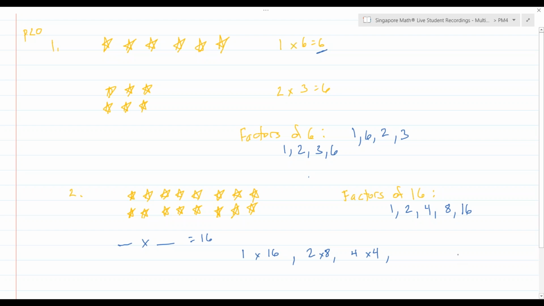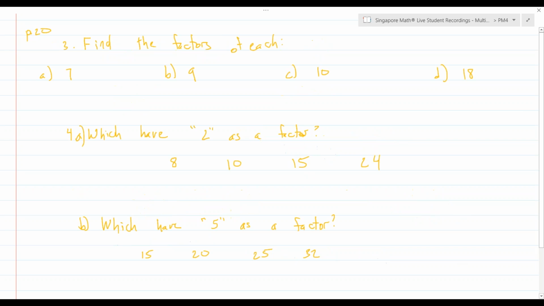Also notice that 4 is only listed one time. 4 is a factor of 16, but you only list it once, even though 4 times 4 is 16. Let's keep talking about some problems with this and some practicing with this. On the bottom of page 20, find the factors of each one. You could pause the recording, find them yourself, and then check your list against mine, see if it works.